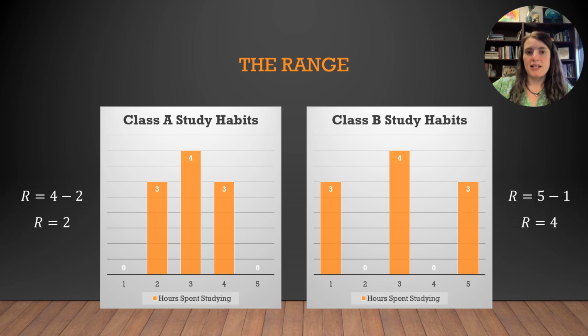Class B's highest study hours was 5 and the lowest study hours was 1. So our range is 4. By comparing the range values, we can say that Class B is more dispersed than Class A because the highest and lowest values are more spread out from one another.